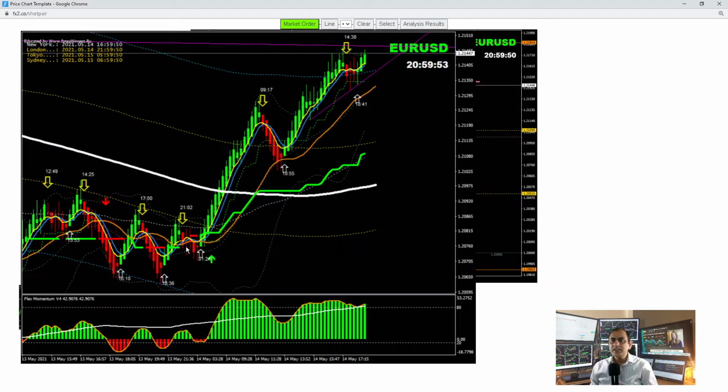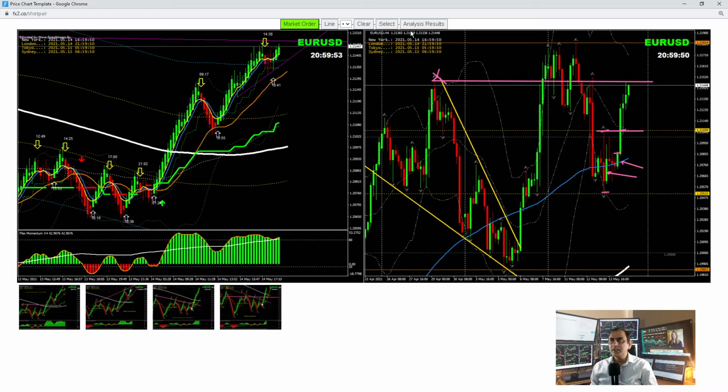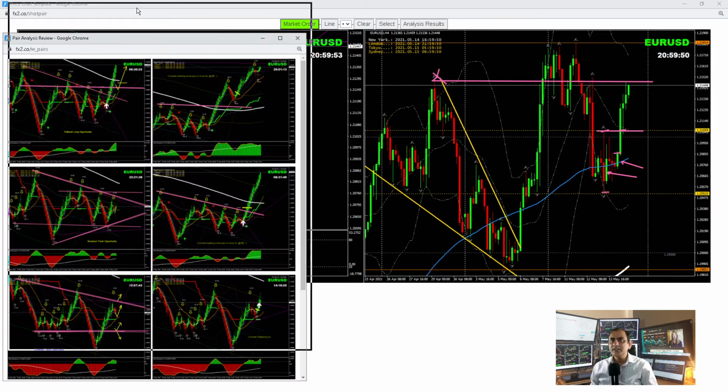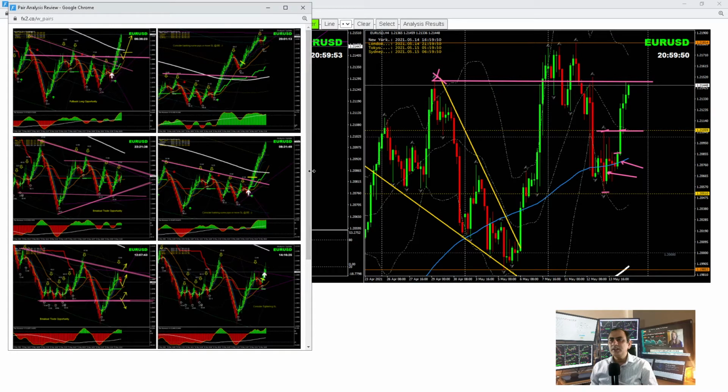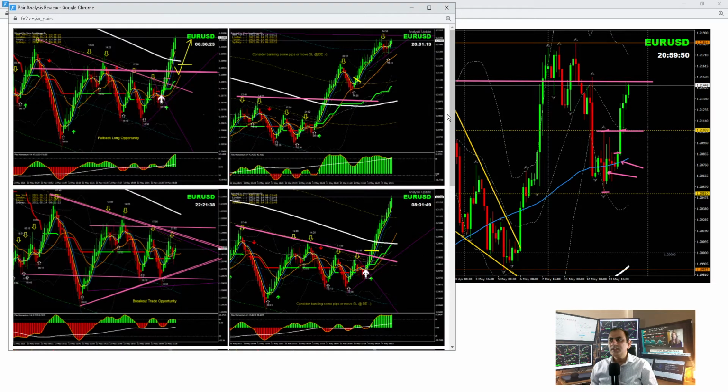All right, so if you look at here, we had such a beautiful long trade. Let me share with you the intraday analysis. This is the analysis we did last night at the Asian session. We explained to traders to look for this breakout. As you can see here, price nicely broke out.